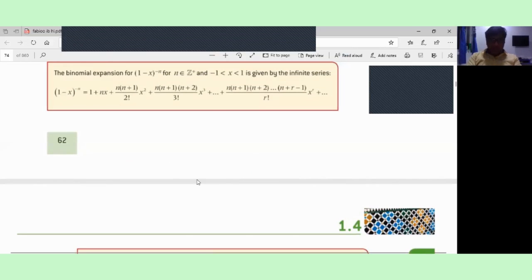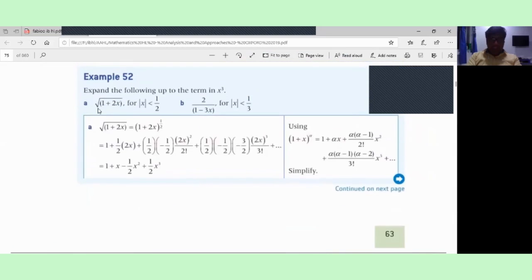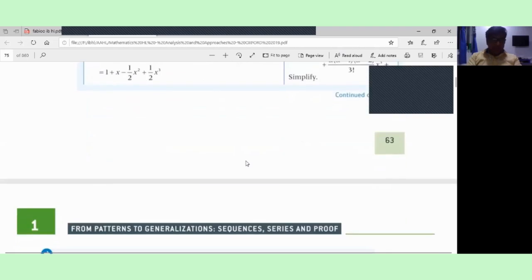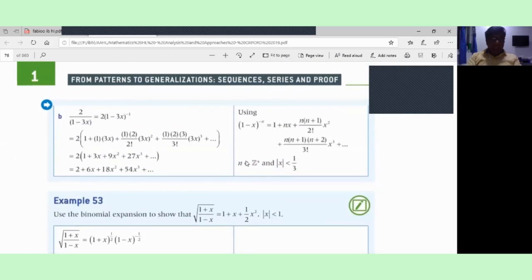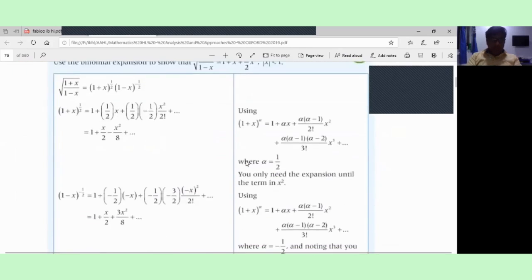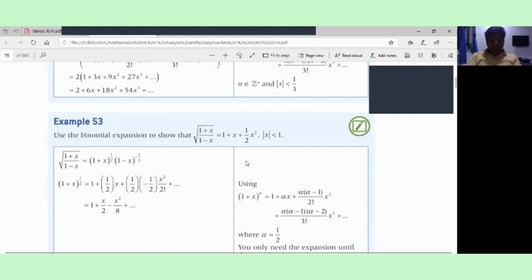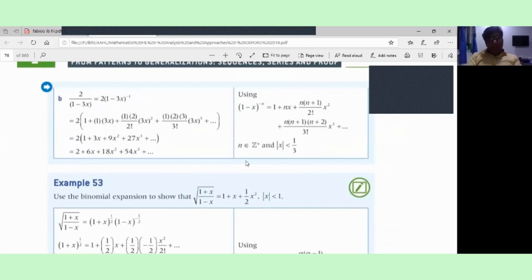Understand this. This can be used in sums of this kind. See this: the root of 1 plus 2x, so that's a fraction raised to half. You just input it. You remember the formula? 1 plus nx, where x in this case is 2x, plus, and you go on. Go for 2 or 3 terms and you have the answer. This is the same 1 plus x raised to n formula that we did right now. So go back to the video, understand the formula, and apply it. Be satisfied that you know how to apply the formula, and also how to make that formula.